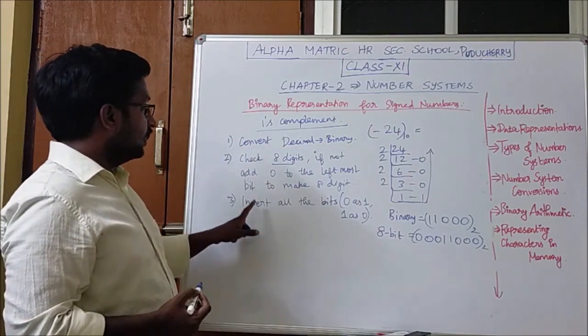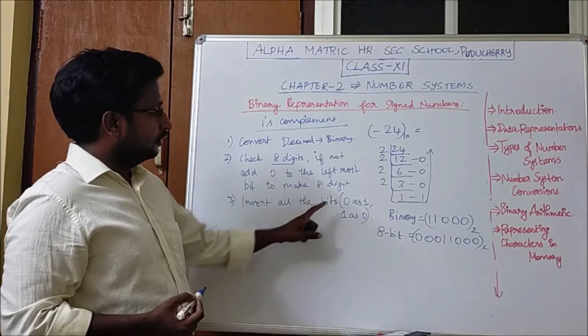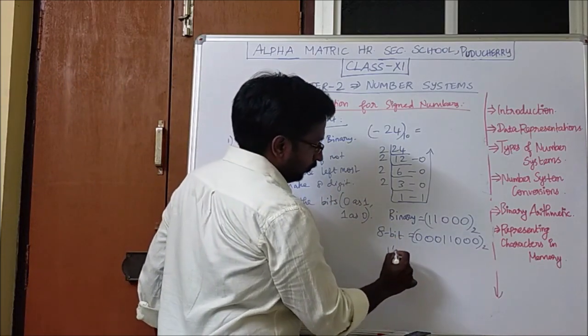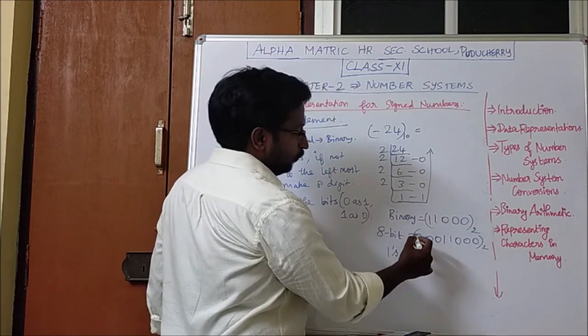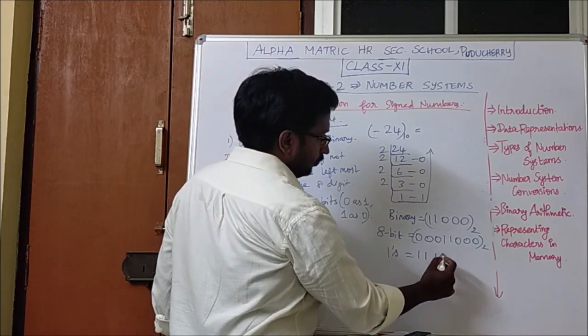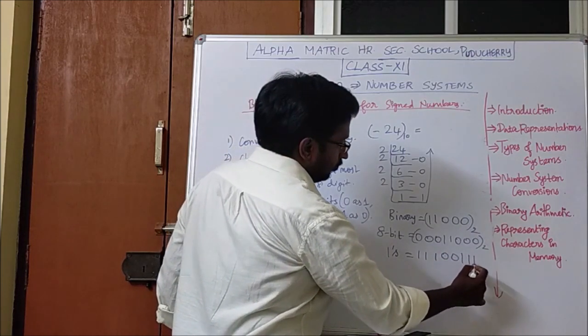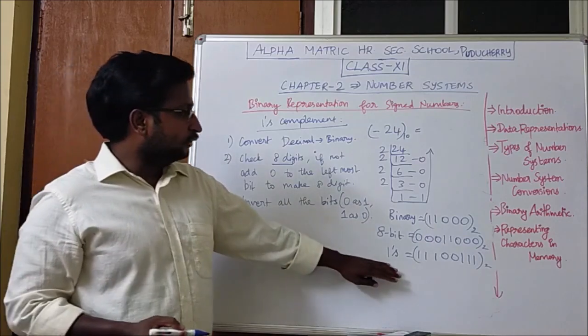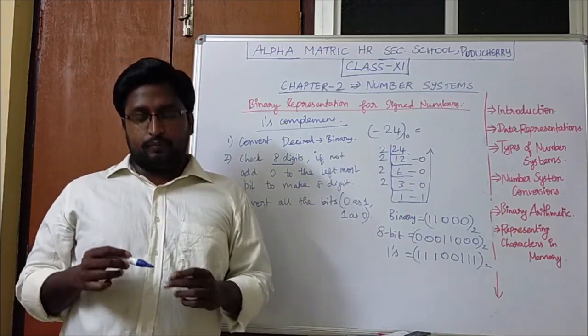And the last step is to invert all the bits, that is 0 as 1, 1 as 0. This is the ones complement. You have to replace the 0s with 1s and the 1s with 0s. So this is the ones complement for minus 24.